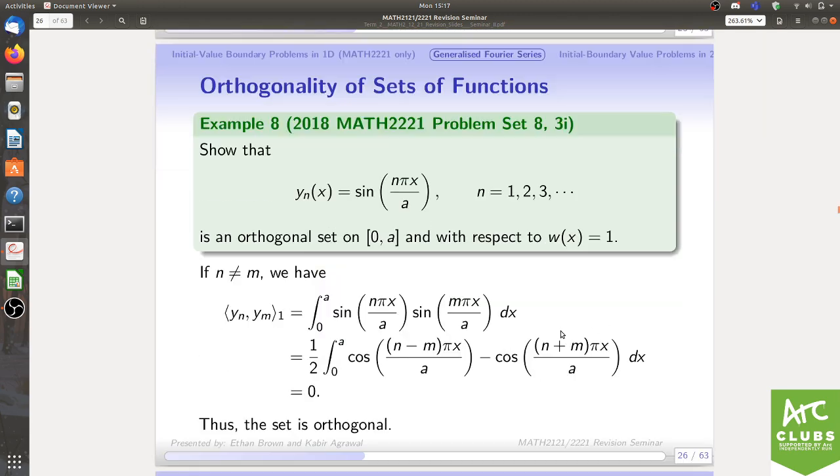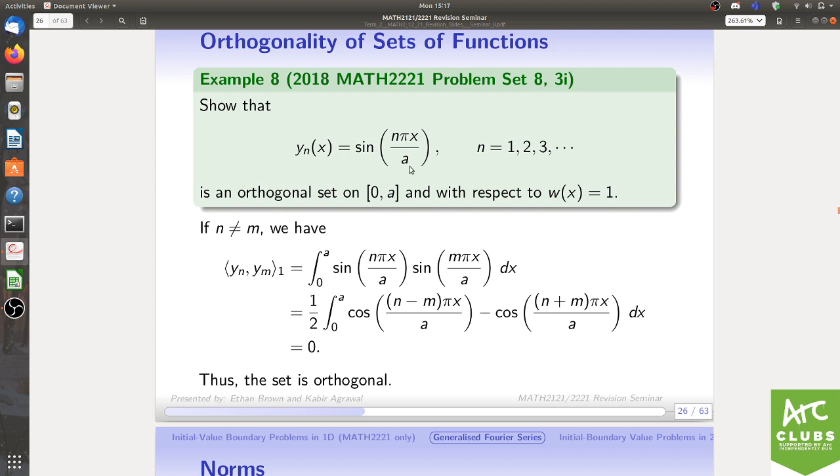So let's suppose that we have a sequence of functions, sine pi x over a, sine 2 pi x over a, sine 3 pi x over a, and so on. What we want to do is show that they are orthogonal on the interval 0 to a with respect to this following weight. And when we want to prove orthogonality, all we need to do is just brute force compute the integral. So the integral from 0 to a of sine n pi x over a, sine m pi x over a, is equal to the following, where we are assuming that n is not equal to m.